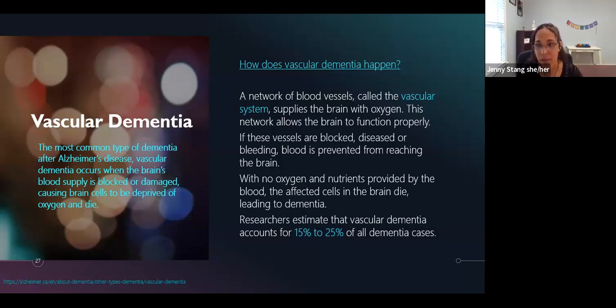So the network of blood vessels called the vascular system supplies the brain with oxygen, and this network allows the brain to function properly. If the vessels are blocked, diseased, or bleeding, blood is prevented from reaching the brain. With no oxygen and nutrients provided by the blood, the affected cells in the brain will die, and that is what leads to dementia. Researchers estimate that vascular dementia accounts for 15 to 25% of all dementia cases, okay?